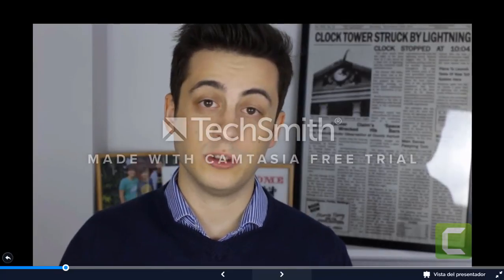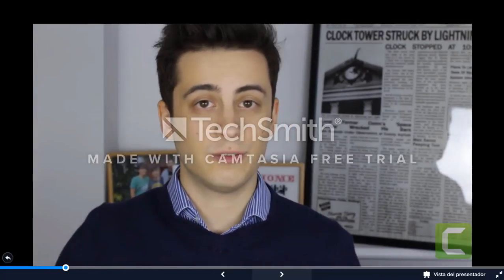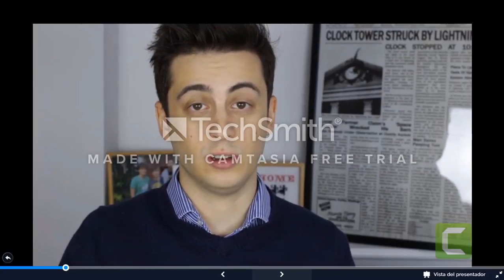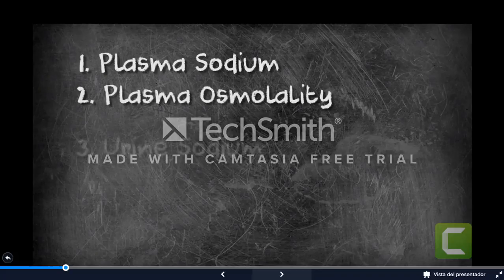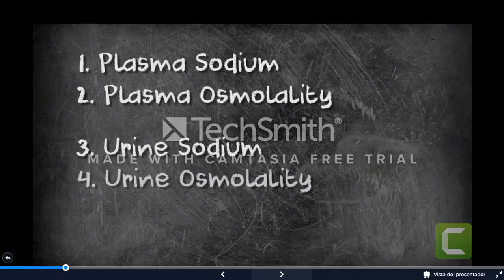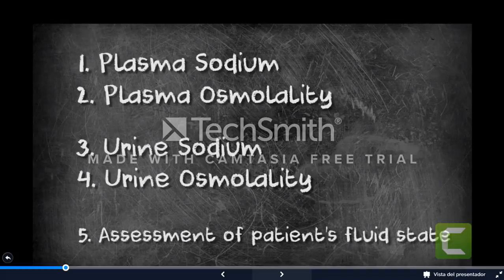It's all quite simple. You just need 5 pieces of information, 5 simple, non-invasive little chunklets. That's all it takes. Plasma sodium, which you already have, plasma osmolality, urine sodium, urine osmolality, and a decent assessment of their fluid status. Basically, are they wet or are they dry?